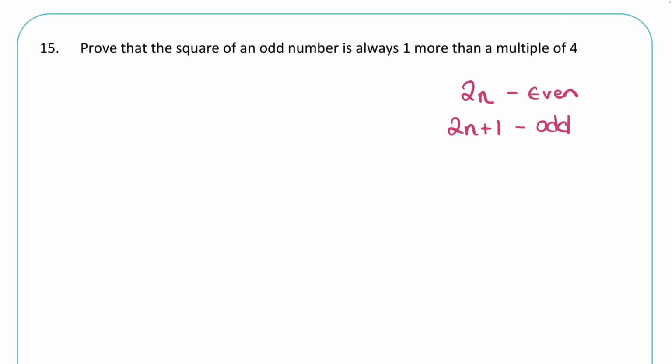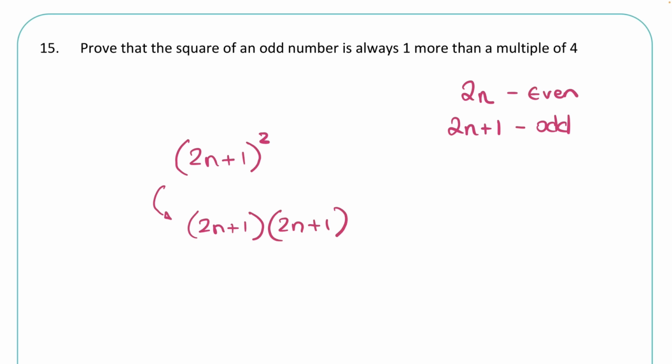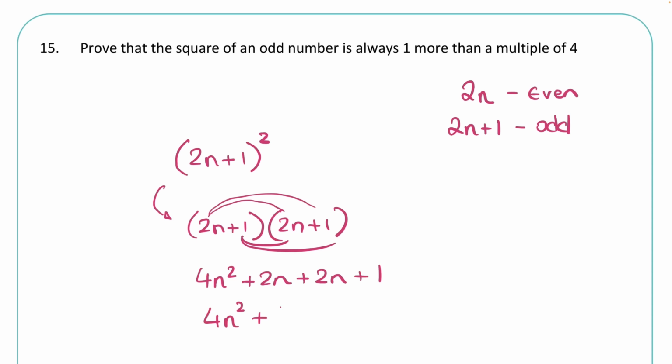It asks us to find the square of an odd number. So when we square an algebraic expression like this is how we could write it. But of course, not forgetting that when you square something like that, it's a double bracket. So we have 2n plus 1 and another 2n plus 1. So we're going to expand this out, see what we get. 2n times 2n is 4n squared. 2n times 1 is 2n. 1 times 2n is another 2n. And then we get plus 1 at the end. And when we simplify those middle two pieces by collecting like terms, we get 4n squared plus 4n plus 1.